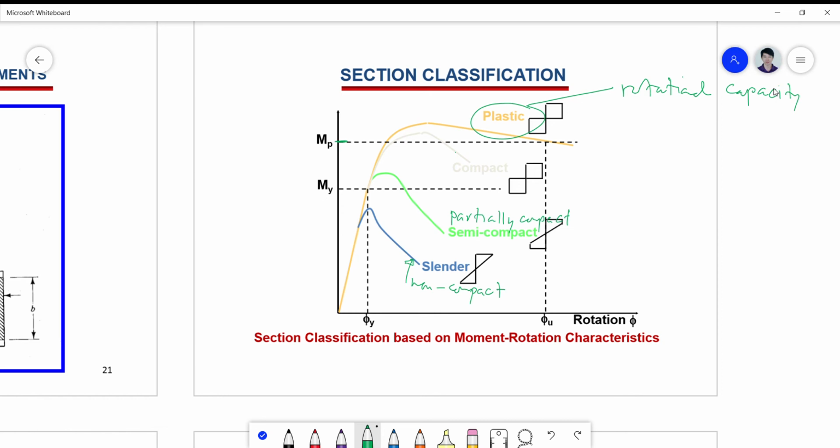Sabihin, nag-rotate na siya ng malaki, buhay pa rin yung beam mo. So, sasabihin natin, malaki naman yung deflection. Oo, malaki. Anong nangyari? Lalong delikado yon. Hindi, kasi inabsorb mo yung energy. So, tandaan nyo, sa rotational capacity, energy absorption tayo.